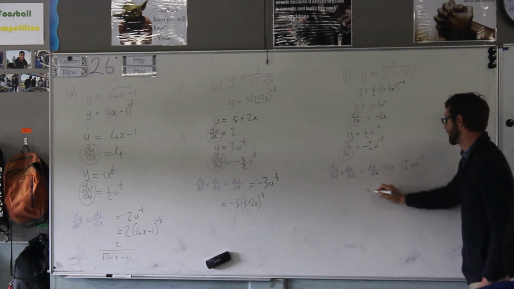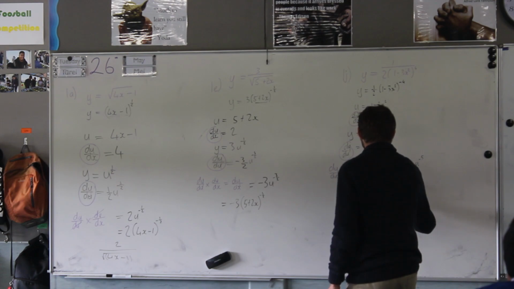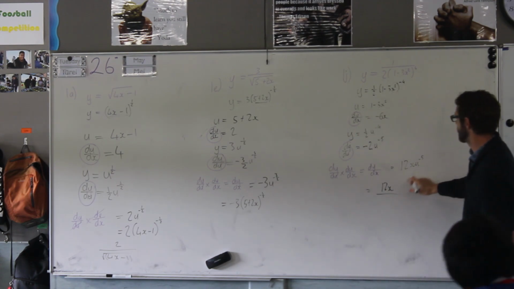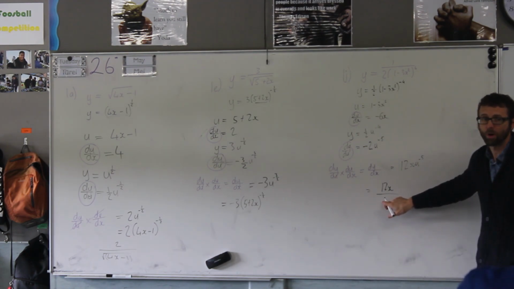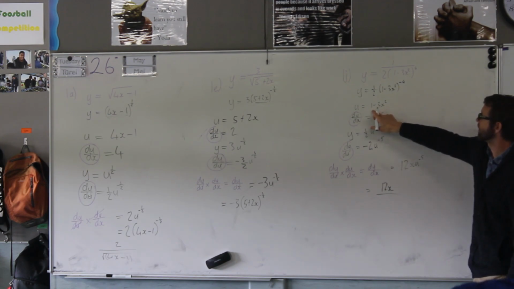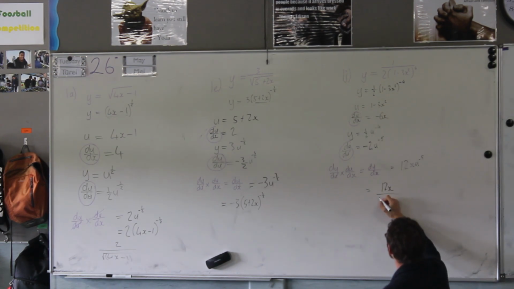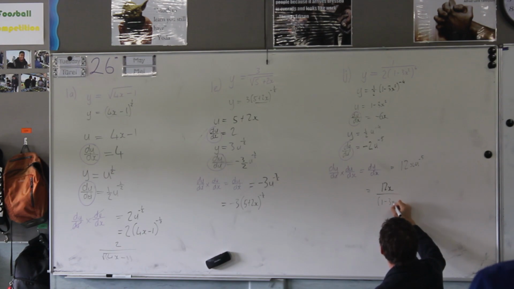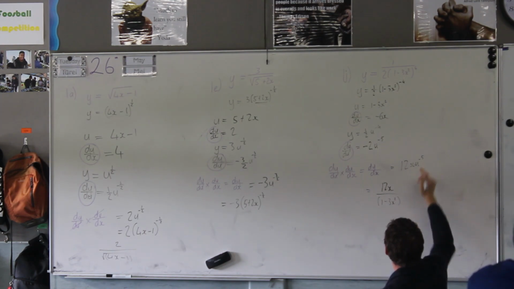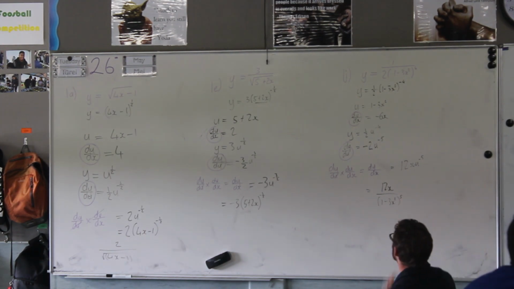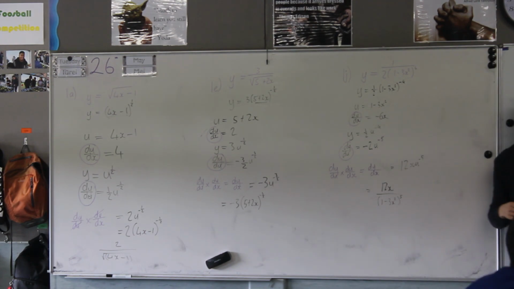What does that look like? So I've got 12x and then u to the minus 5. I can put u on the bottom with a positive 5. Now u is that, so 1 minus 3x squared all to the power of 5, and that's my final answer. So that is the chain rule.